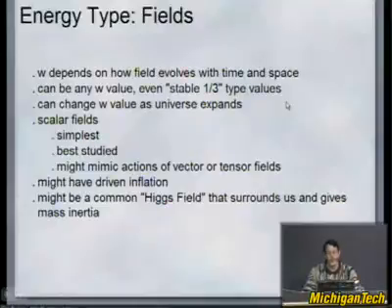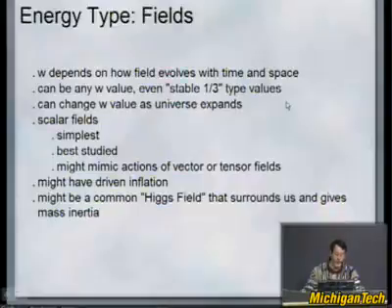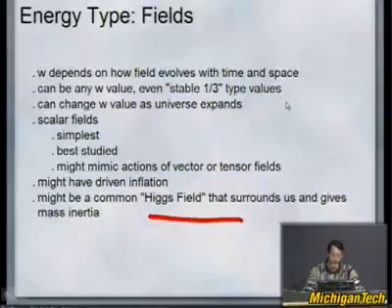Fields, which are different than perfect fluids, can mimic perfect fluids, but they don't necessarily have to. The simplest kind of field is what's called a scalar field, and it might have driven inflation. It also might be responsible for inertial mass and might be part of the Higgs field that surrounds us. It's possible that the Higgs field that surrounds us could be a form of dark energy that would affect the evolution of the universe in some aspect.